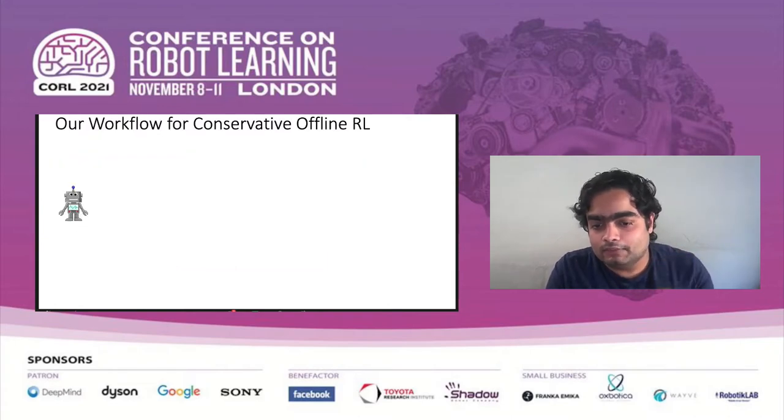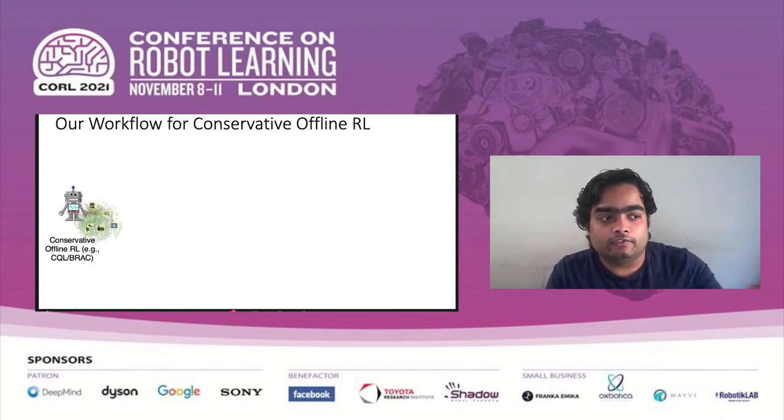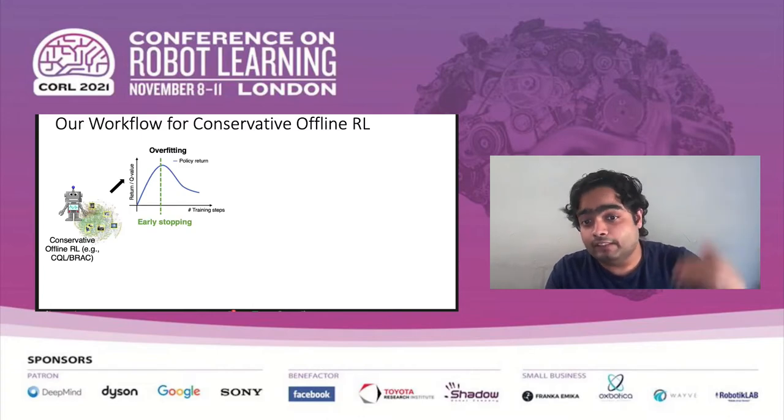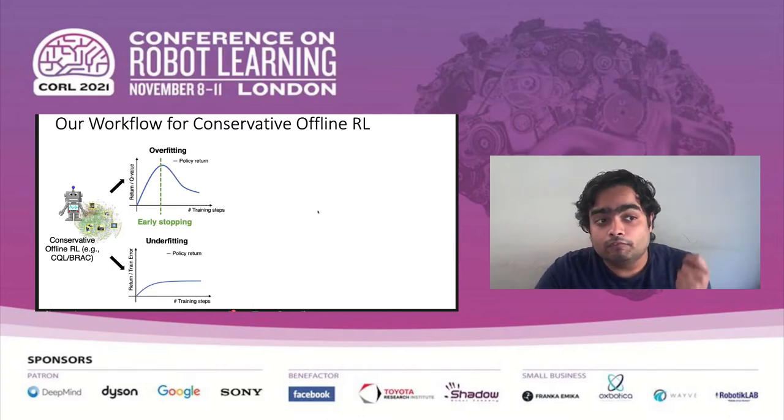Okay, so now let's come to the interesting material, which is how does our workflow actually work? So let me first present the schematic skeleton of our workflow, and I'll try to bring in connections to supervised learning. And then I'll go into the components of this workflow in the subsequent slides. So our workflow first characterizes the run of an offline RL algorithm as overfitting or underfitting. Now in this case, overfitting is said to happen when the performance of the policy first increases and then decreases over the course of training when you do more gradient updates.